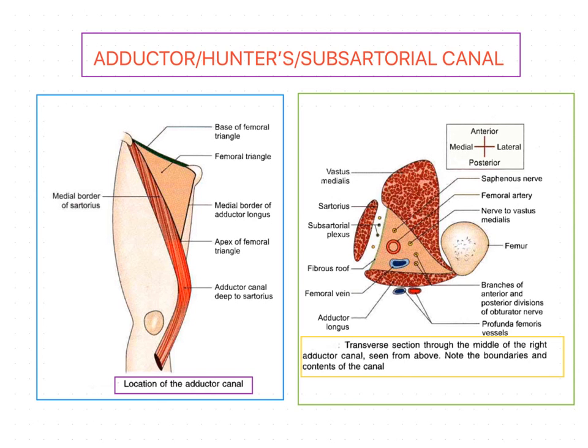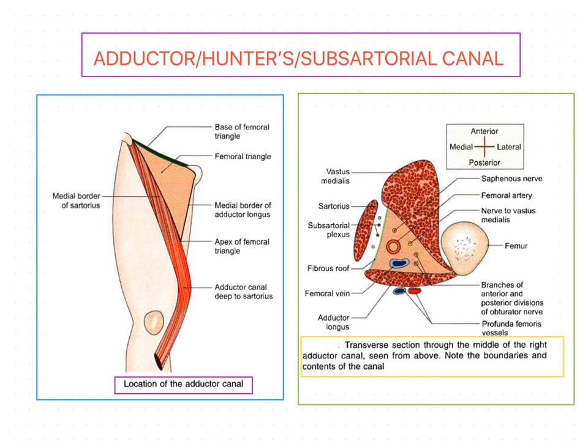And it also has two other names, that is, adductor canal as well as Hunter's canal. Why adductor canal? At the lower end of this canal, it is related to the adductor muscle, especially adductor magnus. So it is called the adductor canal.